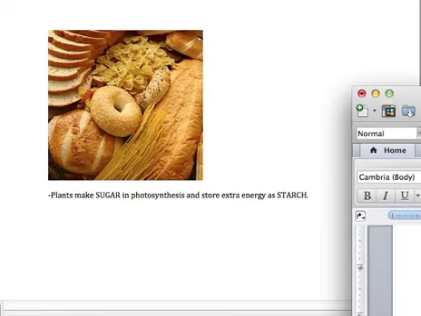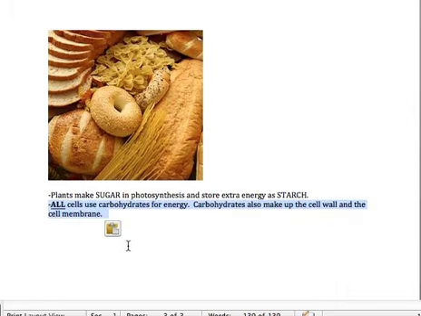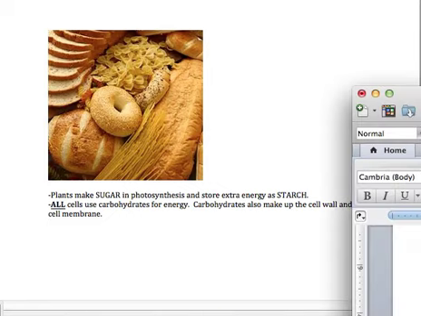And another important fact to know is that all cells, whether they be plant cells or bacterial cells or animal cells, all cells use carbohydrates for energy. Carbohydrates also make up the cell wall and the cell membrane. Now, other things also make up the cell wall and the cell membrane, but carbohydrates are part of that.